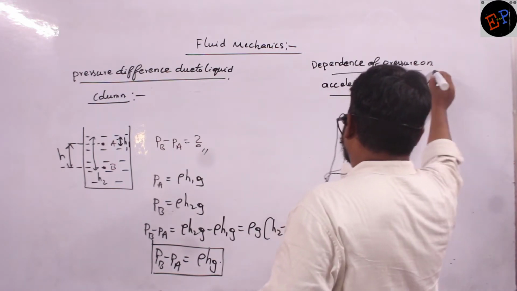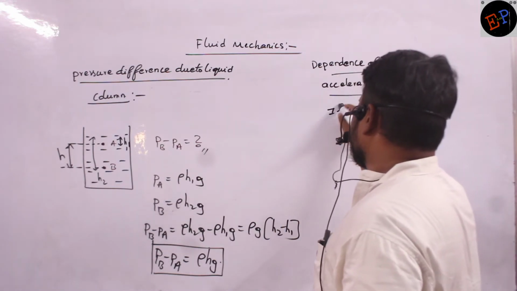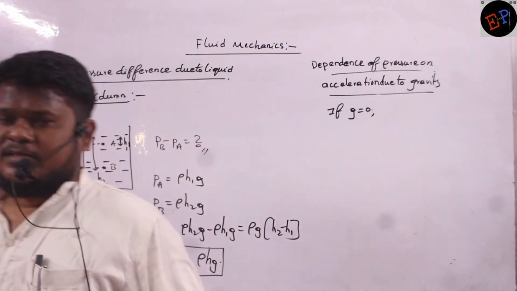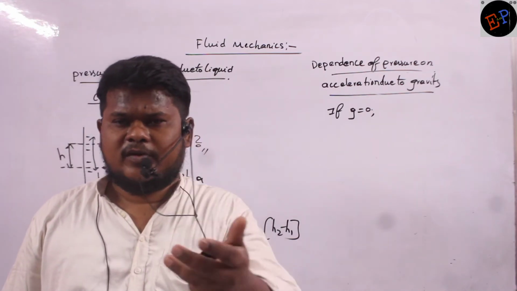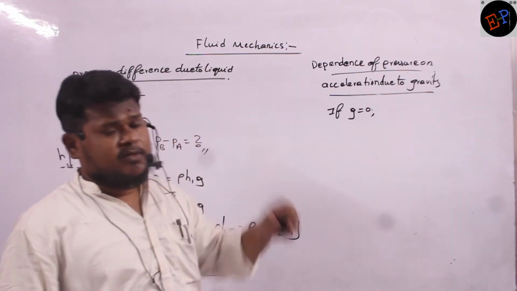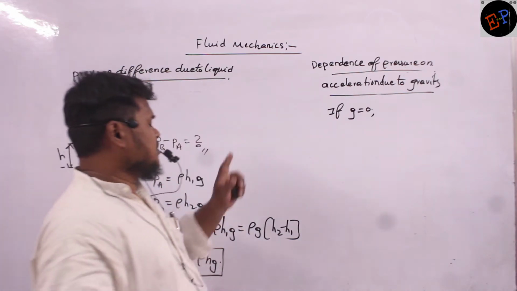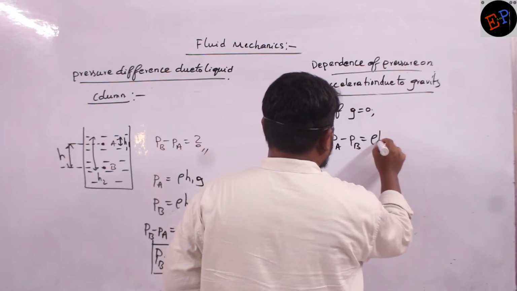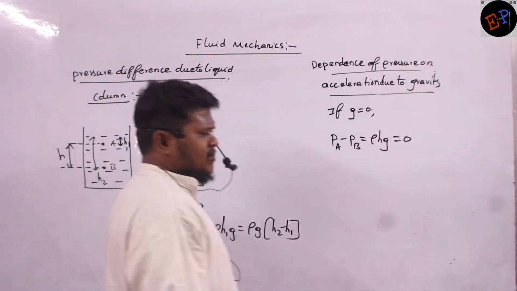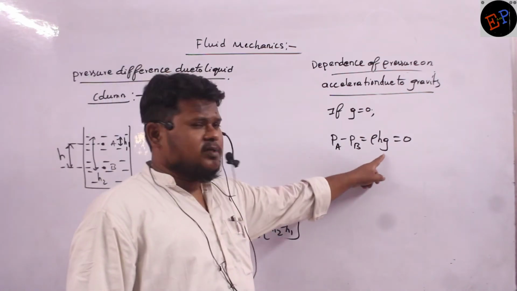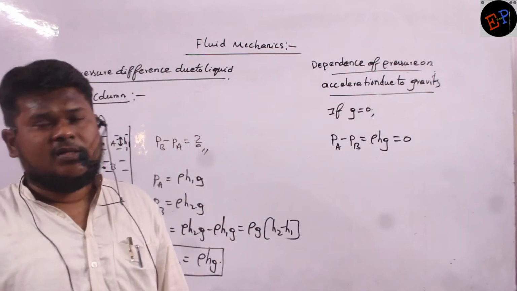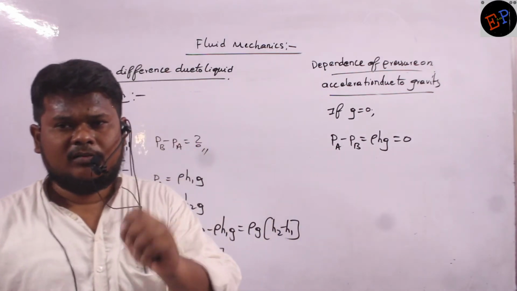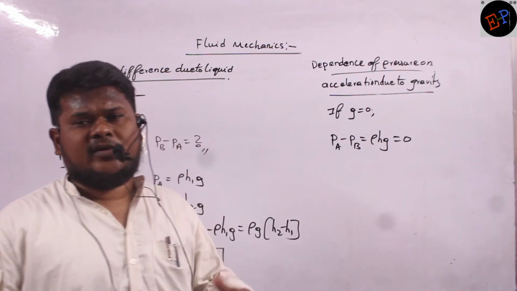Okay, for example, if the acceleration due to gravity of Earth suddenly became 0 (Earth's acceleration due to gravity is 9.8 meters per second squared, as we already know), then what is the pressure difference between 2 points? PA minus PB, which is equal to rho g h, will become 0. Why? If the g value is 0, the total pressure difference will become 0. So it means that the pressure difference between 2 points depends purely on the acceleration due to gravity of a particular planet.